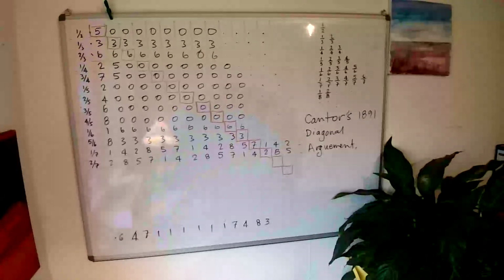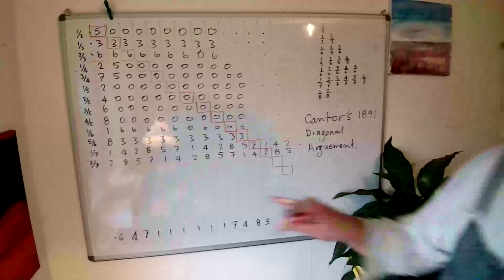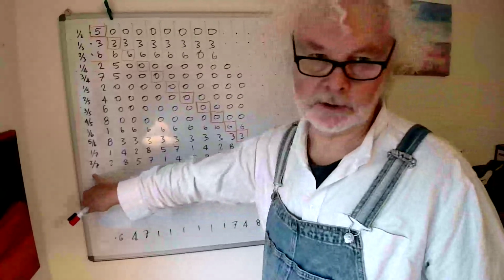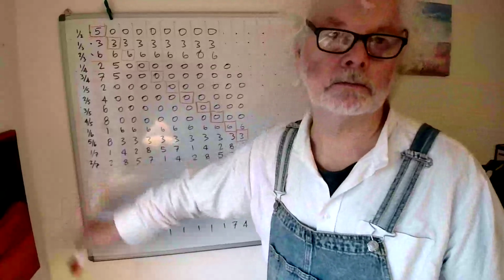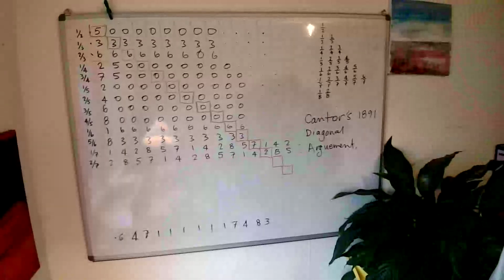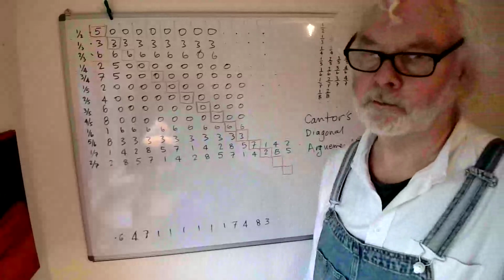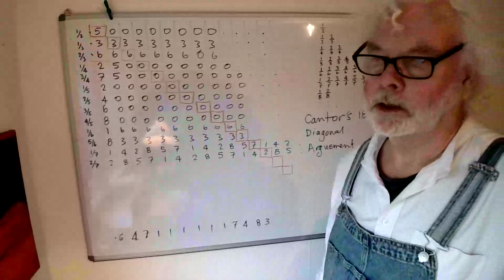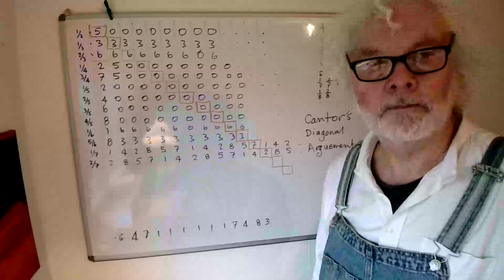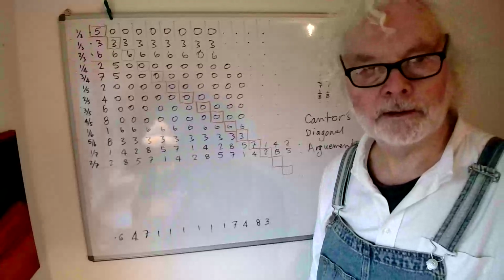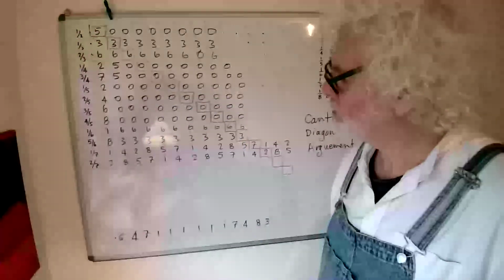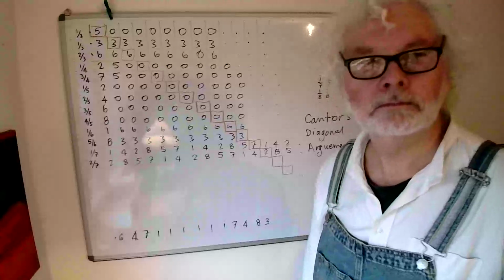Now this is a way that Georg Cantor showed that there are more numbers than just the fractions. He proved this way that the number system must be bigger than the list of fractions. How about that?